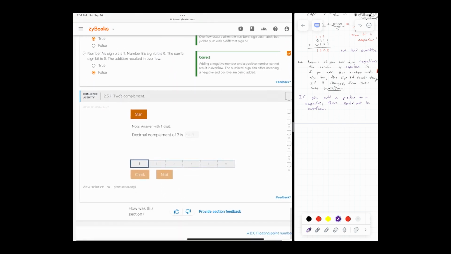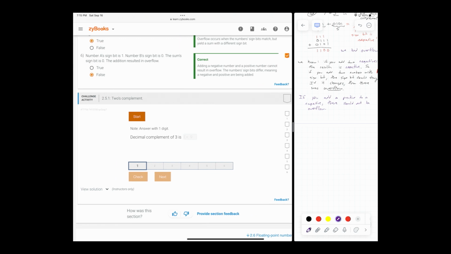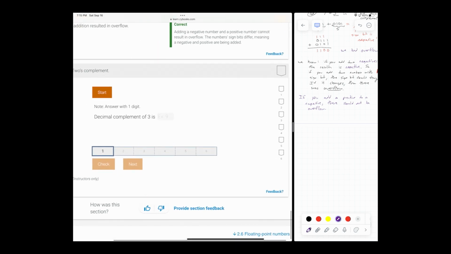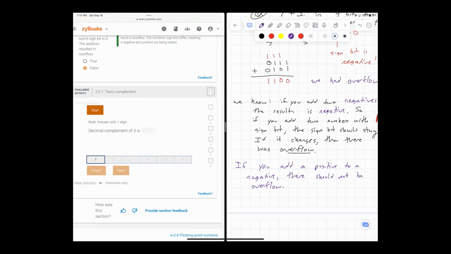I'm not going to. I mean, it takes 2 tries, right? So it's an hour and 32. I'm going to do a couple of these and then we must be done. So, answer with 1 digit.